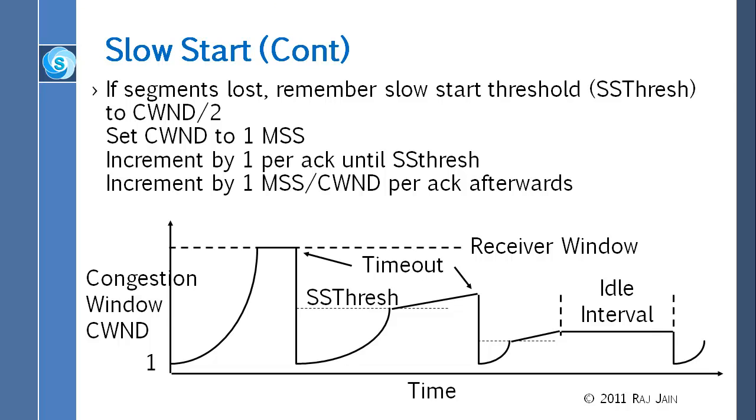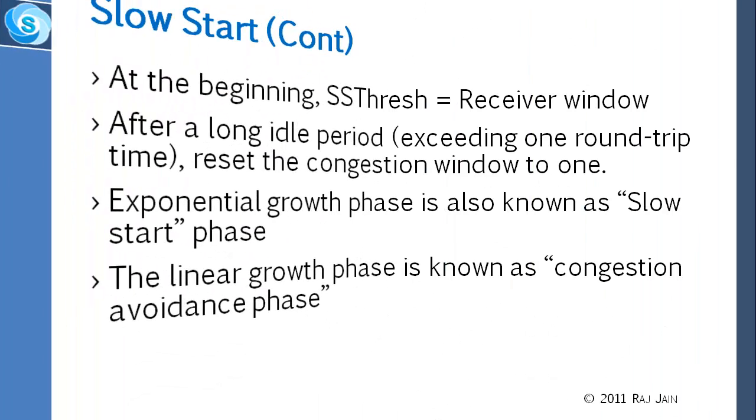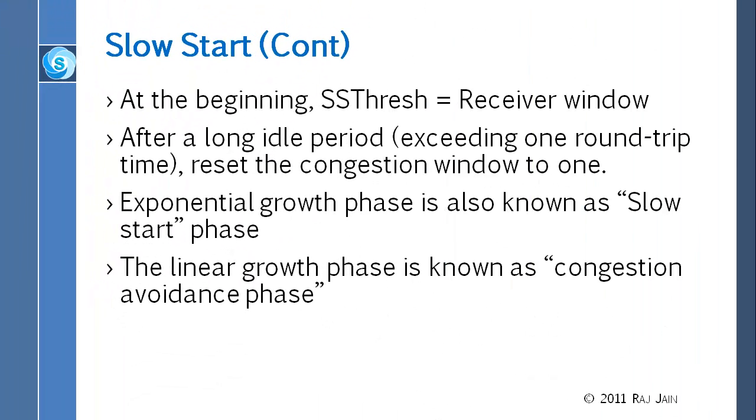So right now, in the linear phase, when you got this acknowledgement, you increase only by 1/3. When you got this one, you increase by 1/4. So shouldn't it be 1 divided by the window? Yeah, 1 MSS by CWND. So basically, forget MSS, 1 by CWND. Okay? Alright. After a long idle interval exceeding 1 round trip, set the congestion window to 1. The exponential phase is also known as slow start, and the linear phase is known as the congestion avoidance phase.